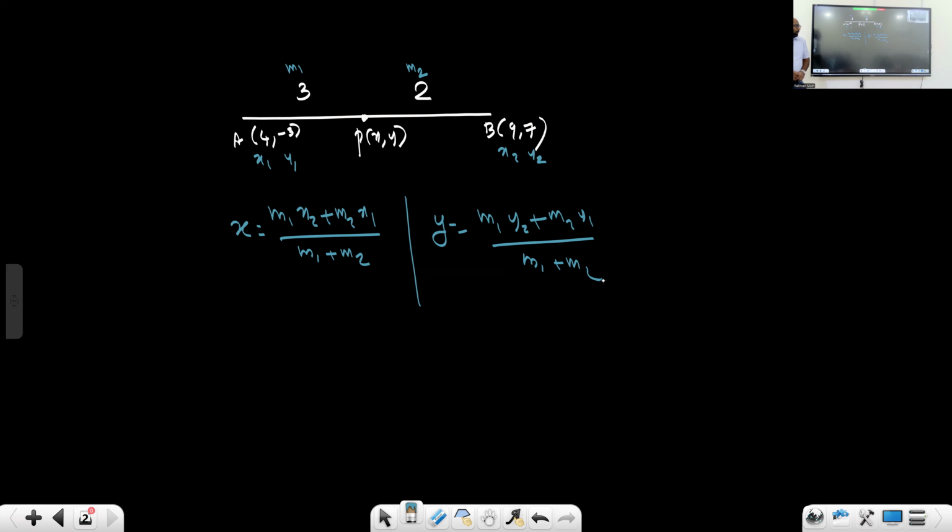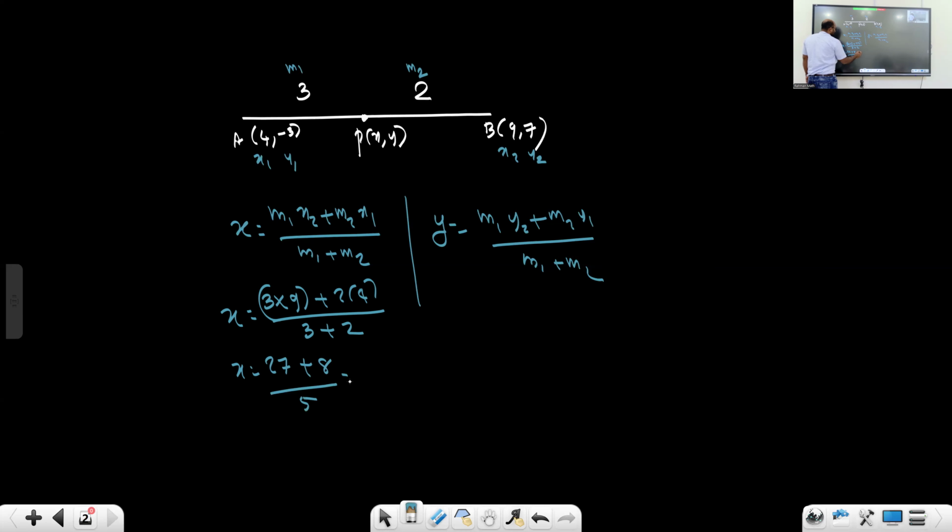One, two, two, one. Like that you have to think, and you can remember the formula easily. Three into 9, 2 into 4, 3 plus 2. 27 plus 8 by 5, 35 by 5. What is x? Everyone got x? How much? 7. Okay, very good. x equals 7.